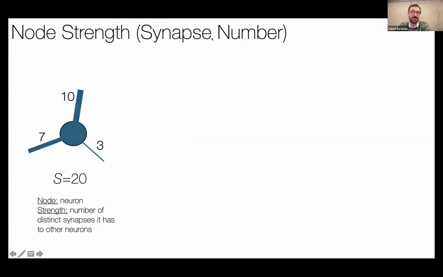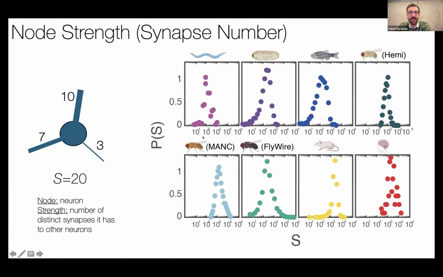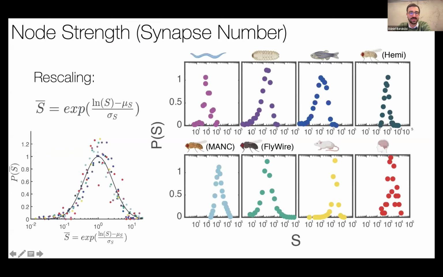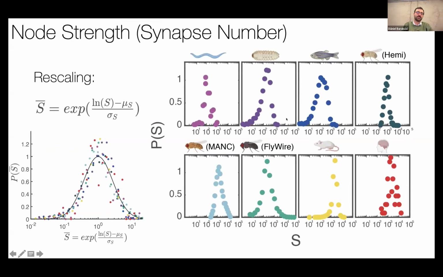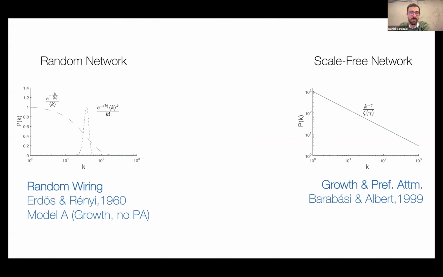So we looked at node strength, which is essentially just synapse number in this case, where we're adding up the total number of synapses that neurons make. And again, we find a very similar distribution, and we can play this game where we rescale it, and we find that they all fall onto the same distribution again. So now we have two different distributions that have the log normal pattern, and we don't seem to be any closer to an answer as to what's going on under the hood, despite having the statistical characterization.